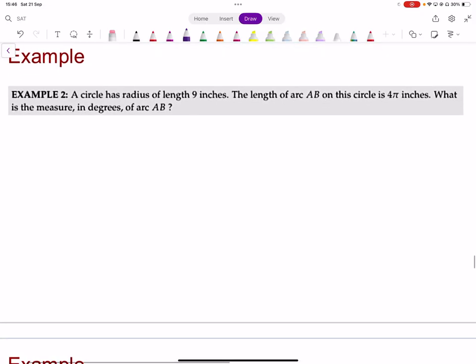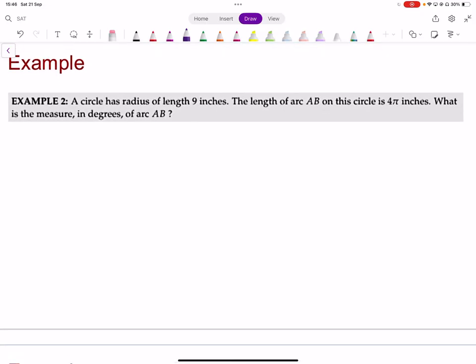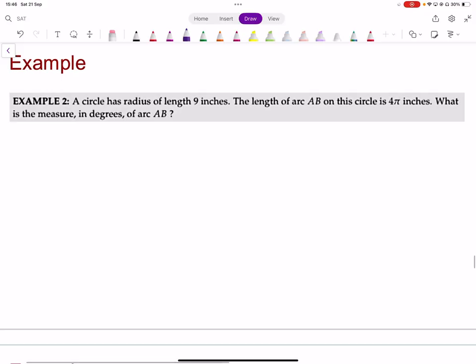Okay. A circle has radius of length 9 inches. The length of arc AB on the circle is 4 pi inches. What's the measure in degrees of arc AB? Radius is given, arc length is given, and you need to find the angle. You can use the arc length formula. What's the arc length formula? Theta over 360. Angle is what you need to find out, right?